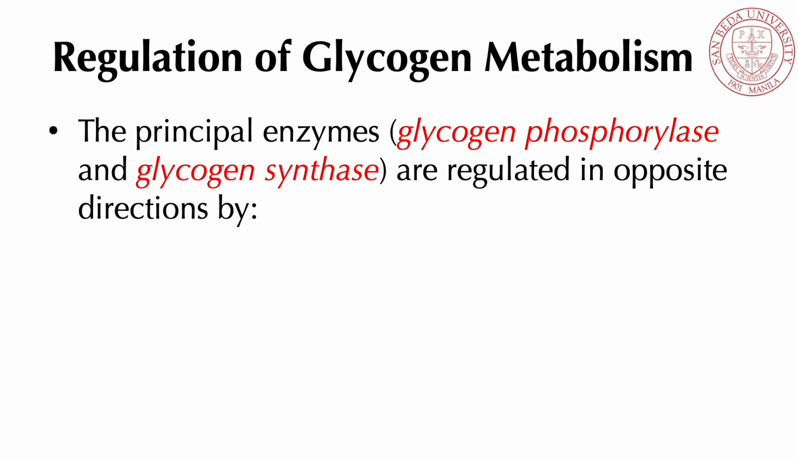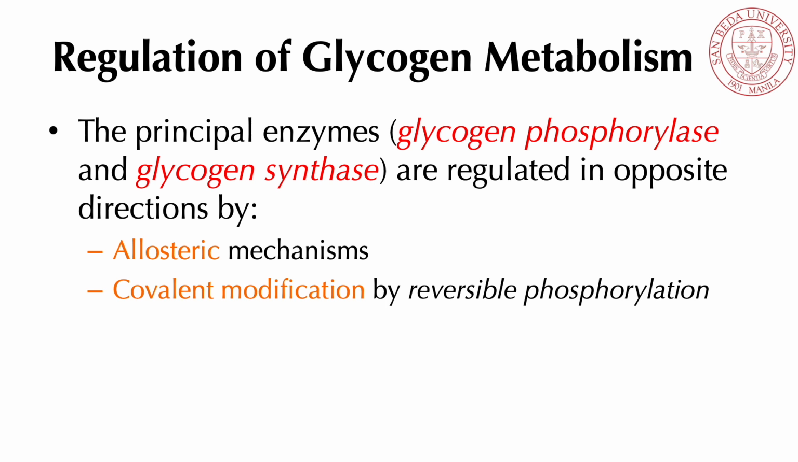The principal enzymes in glycogen metabolism that are subject to regulation are glycogen phosphorylase and glycogen synthase. They are regulated in opposite directions by either allosteric mechanisms or covalent modification by reversible phosphorylation. You'll be able to appreciate this more later.